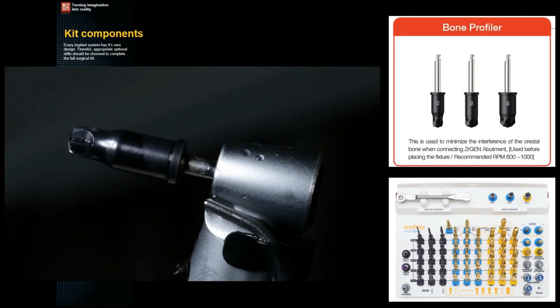Next would be the bone profiler. The bone profiler is a cup-shaped drill, and it enables you to remove all the bone interferences on top of the implant for you to be able to place your abutment with ease, whether it was a healing abutment or a final abutment.